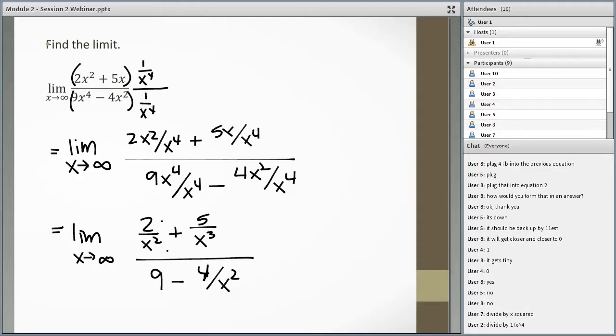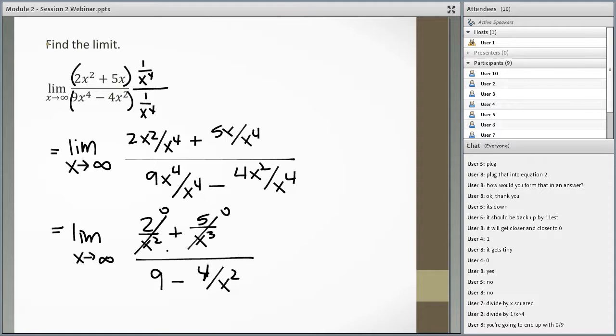And now, any term, we have 2 divided by x squared, and as x squared goes to infinity, we have 2 divided by an infinitely large number. So that goes to 0. 5 over x to the third goes to 0. 4 over x to the fourth goes to 0. 4 over x squared goes to 0. So we're left with 0 over 9. Remember, the only time we really have any problems is if we end up with 0 in the denominator, but 0 divided by 9 is just 0.